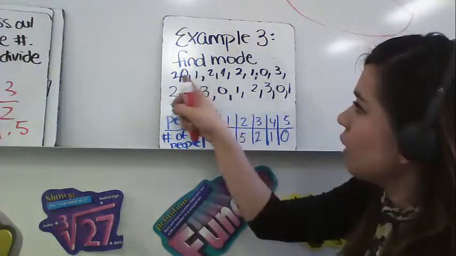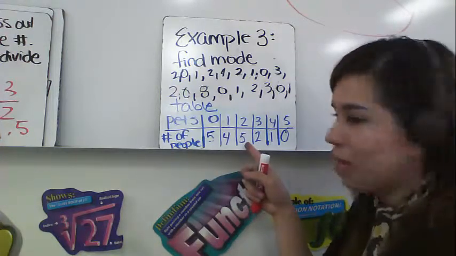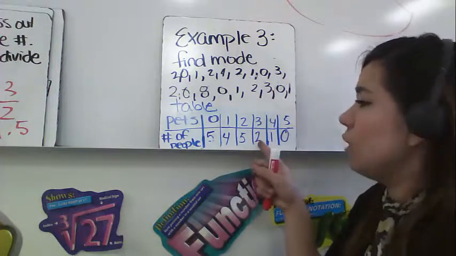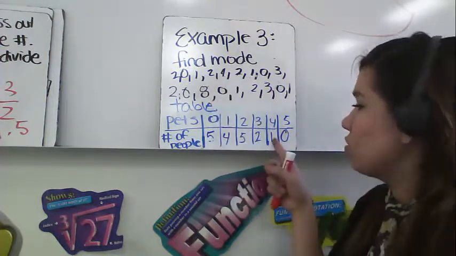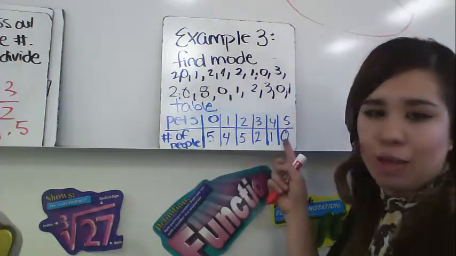And then for 2, I counted 1, 2, 3, 4, 5. 5 said they had 2 pets. And then how many said 3 pets? There were only 2 people that said they had 3 pets. For 4, there was only 1, so 1 person said. And 0 people said they had 5 pets.